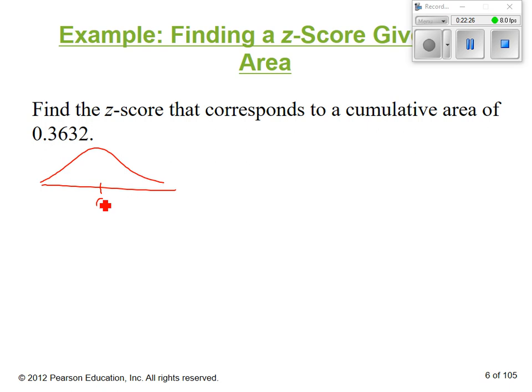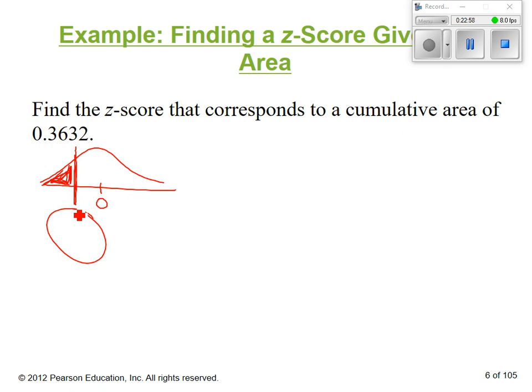I draw this picture. I know at 0 what percentage is to the right: 50%. To the left, 50%, right? I was still correct, but I was pointing in the wrong direction. So we want about 36%. That's going to be somewhere about in here. We're looking for some z-score that's going to fall right in there. Right away, I know that what kind of z-score is it going to be?